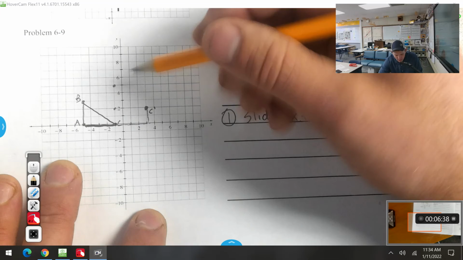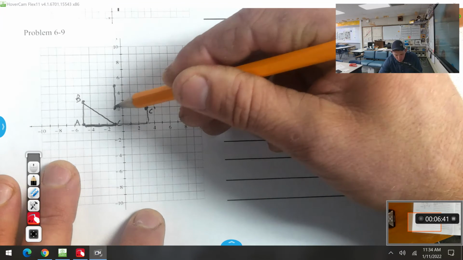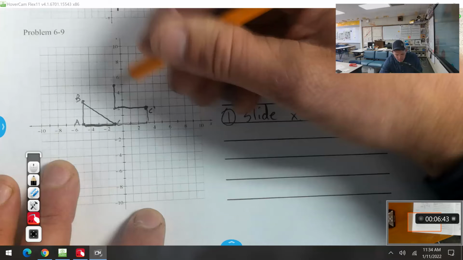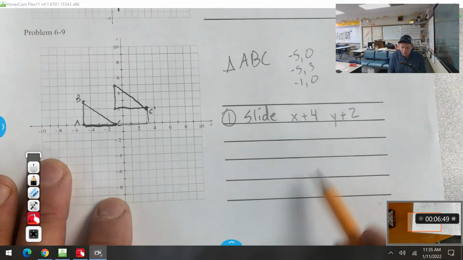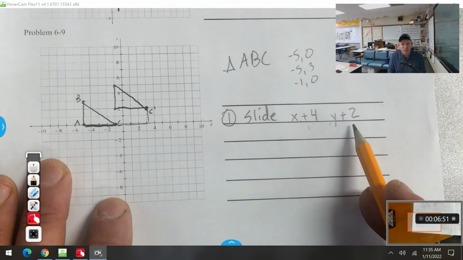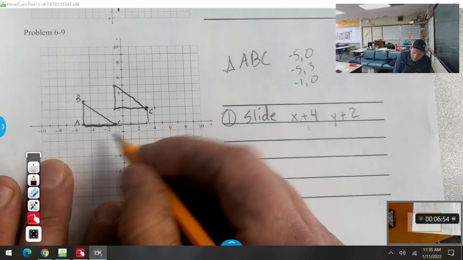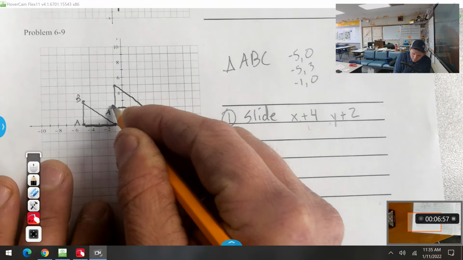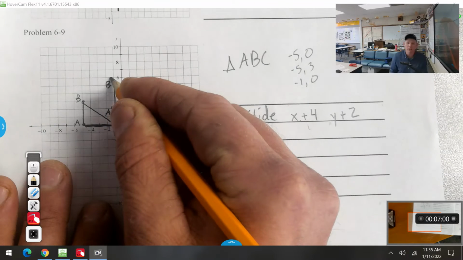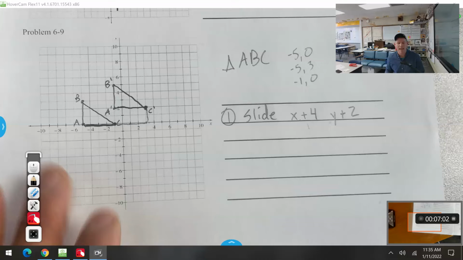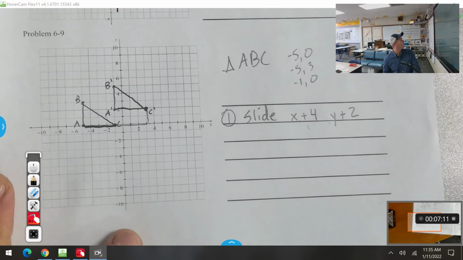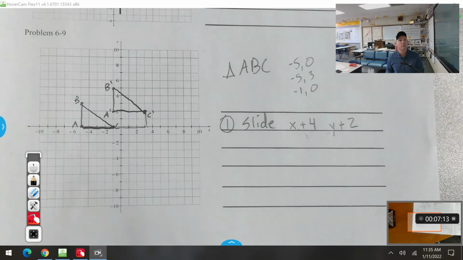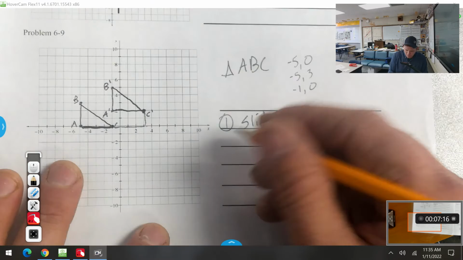And I want you to notice that I have a triangle, same shape, same size. I just moved each corner right 4, up 2. Okay? And I'm going to go ahead and label my coordinates. Now you'll notice that I have a little mark above A, B, and C because that's called a prime, that it changed a little bit. Okay? Now, you should have your triangle in the same spot as mine. So let's go ahead and do step 2.